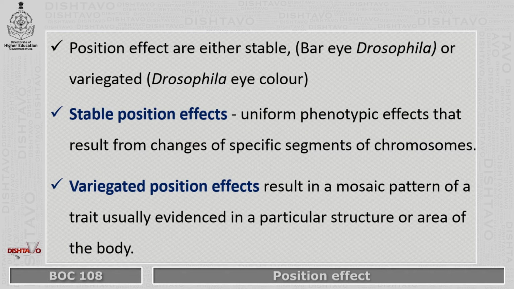Position effects are either stable or variegated. Stable position effects are uniform phenotypic effects that result from changes of specific segments of chromosomes. Variegated position effects result in a mosaic pattern of a trait usually evidenced in a particular structure or area of the body.